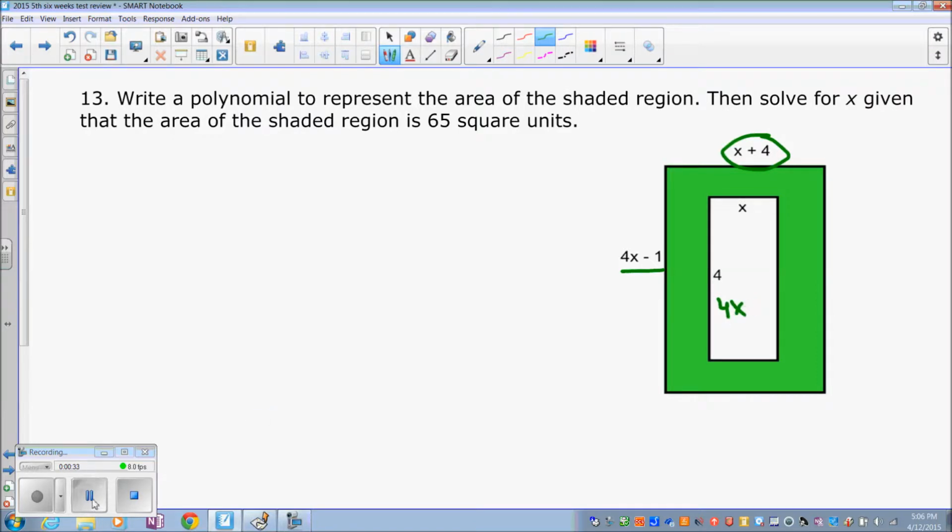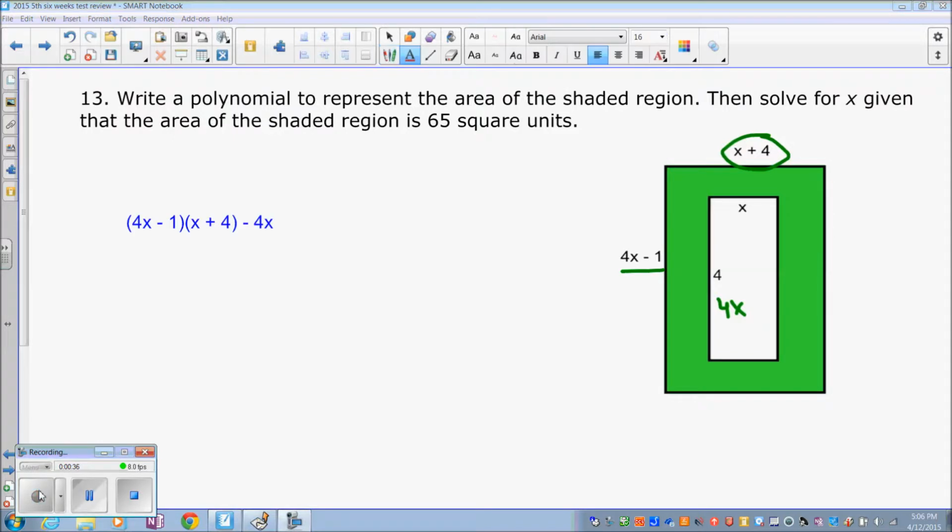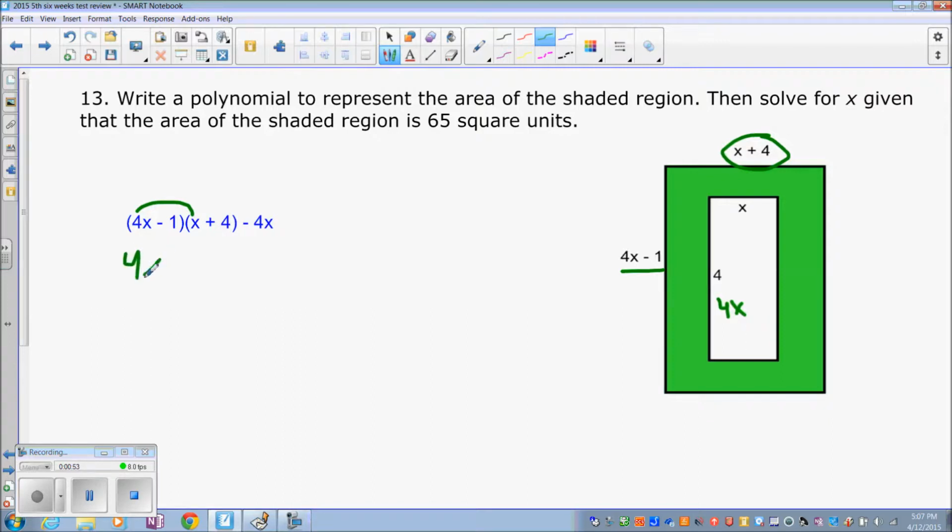So first, let's go ahead and get it set up. Okay, so now I'm going to FOIL this right here, my length and my width. I'm going to FOIL it, but you cannot forget to subtract that inside rectangle. So when I FOIL, I'm going to do first times first. So it'd be 4x times x, and I get 4x squared. Outside here times outside here. 4x times 4 is going to be a positive 16x.